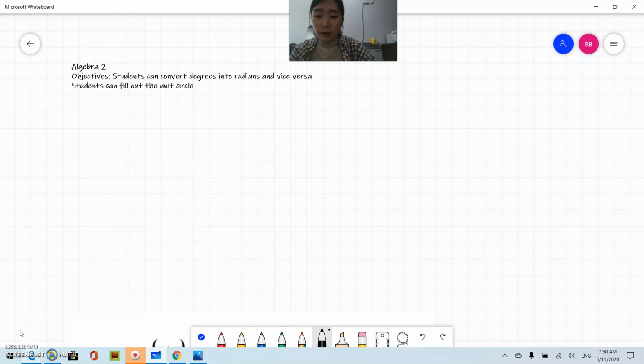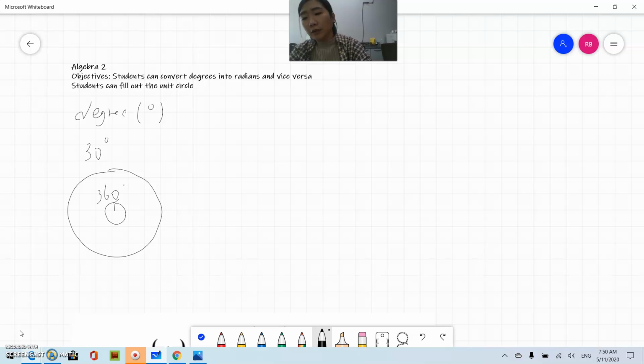So let's talk about radian measurements. Let's talk about degree first. So degree has this symbol, right? If I say 30 degrees, you know approximately how much that is, right? And the circle has 360 degrees because the straight angle has 180 degrees, and a circle is basically two straight angles added together in the middle, so we know that it's 360 degrees.